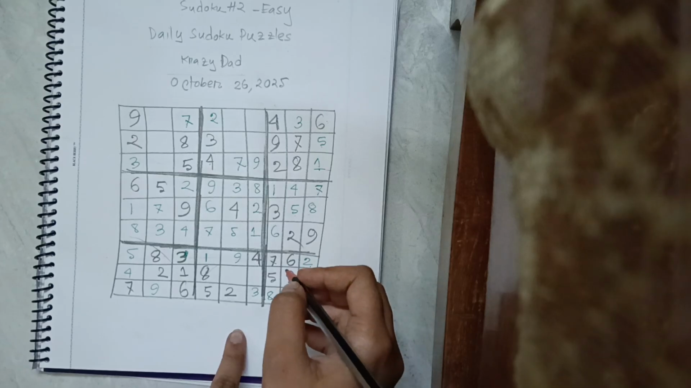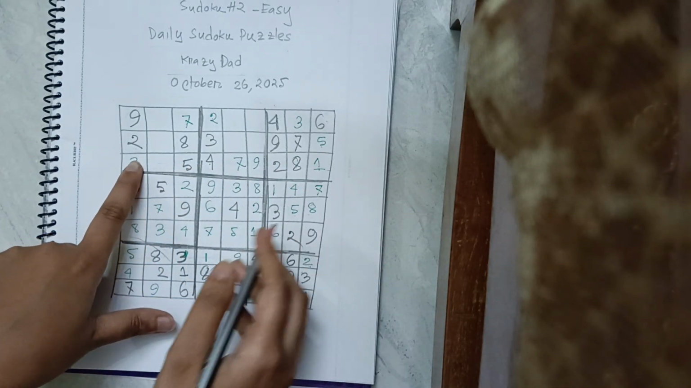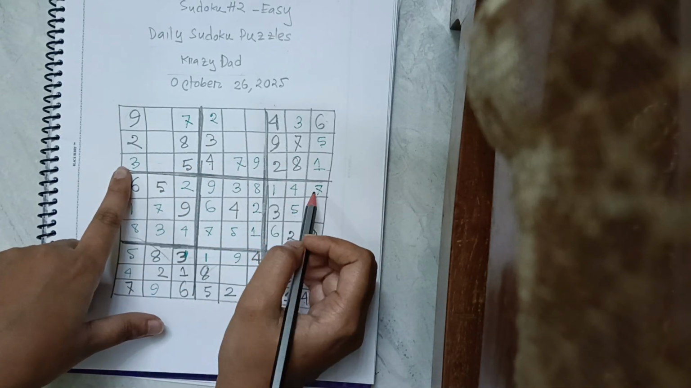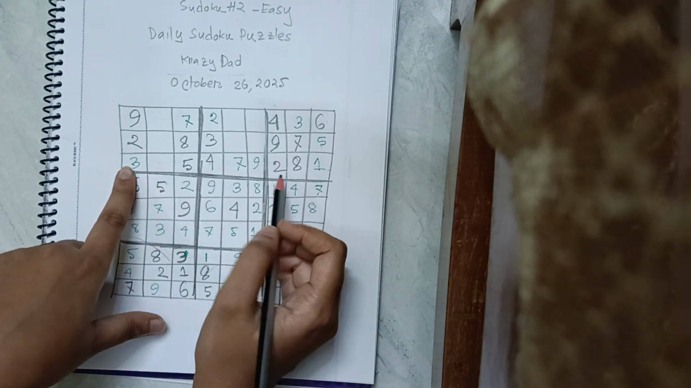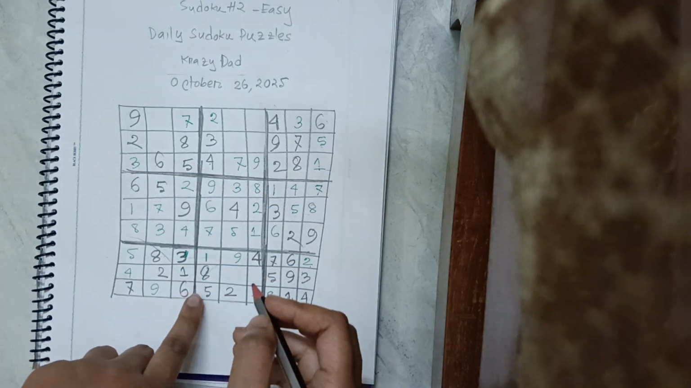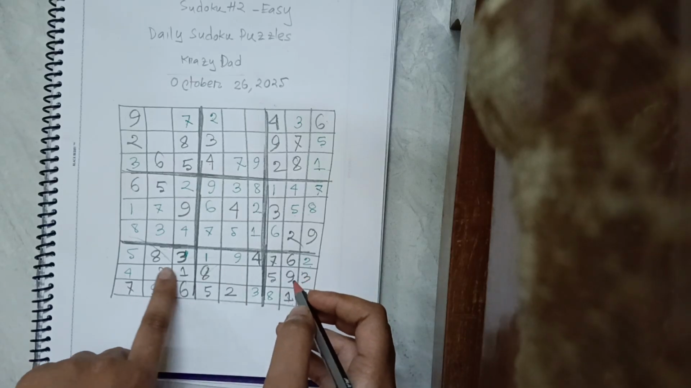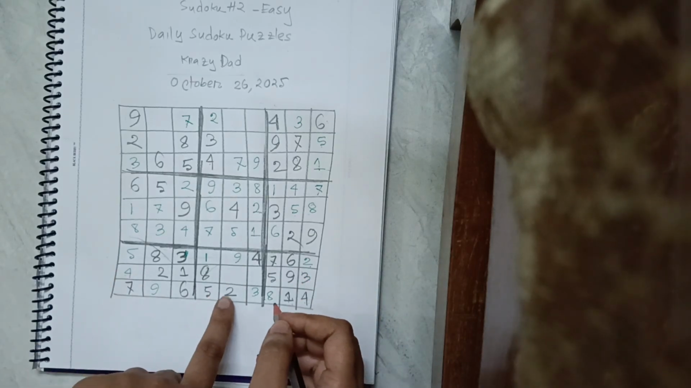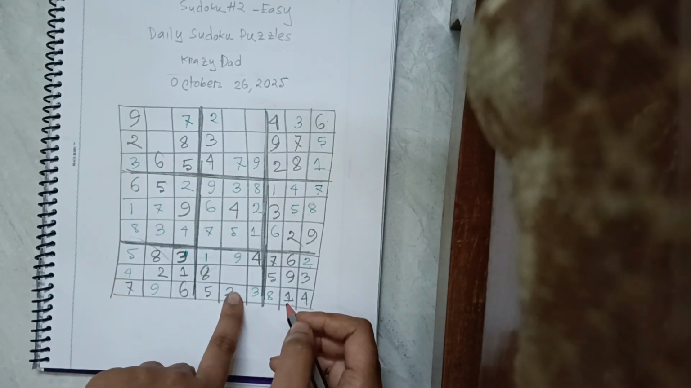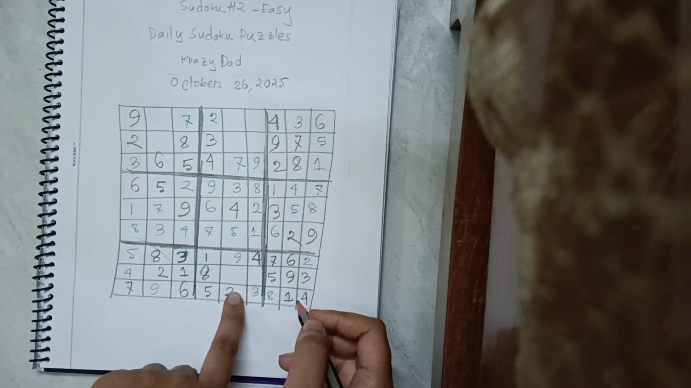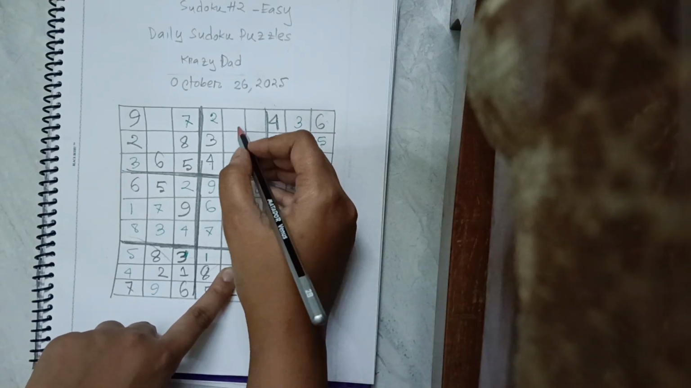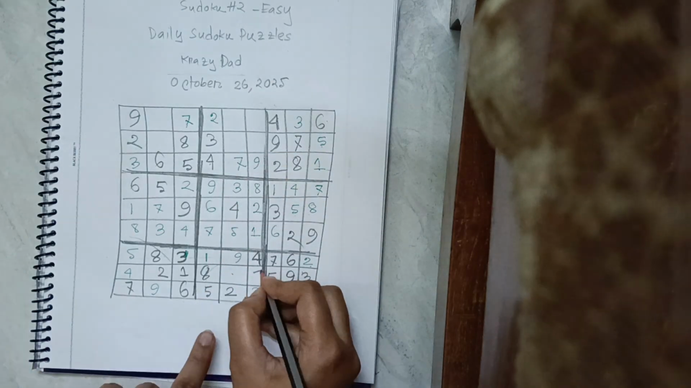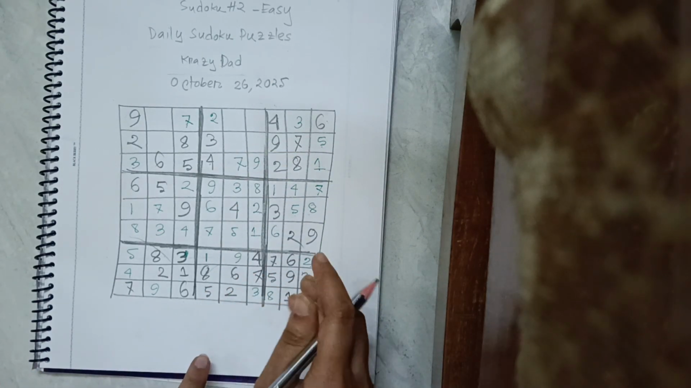So now choose this row. What is the missing number here? The only missing number is 6, right? So you can write 6 here. So what about this row now? What are the missing numbers? The missing numbers are 6 and 7, right? We cannot write 7 in this box because 7 is already in this column. 7 must be here, so 6 must be here.